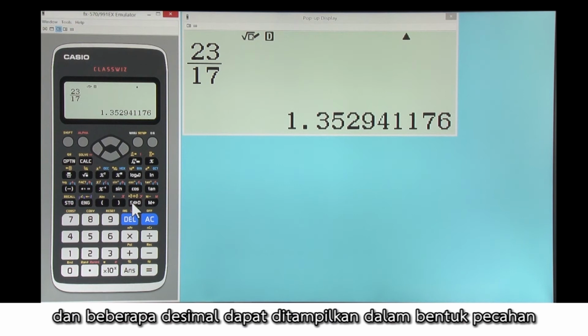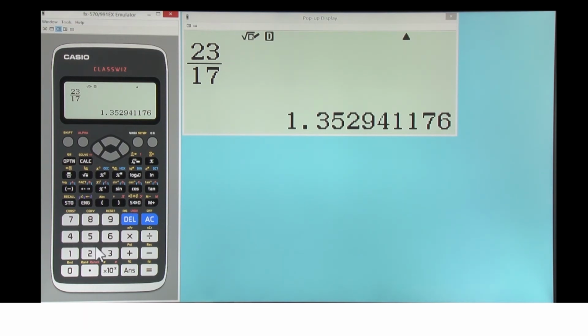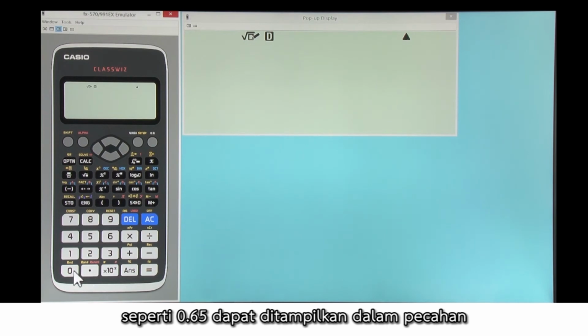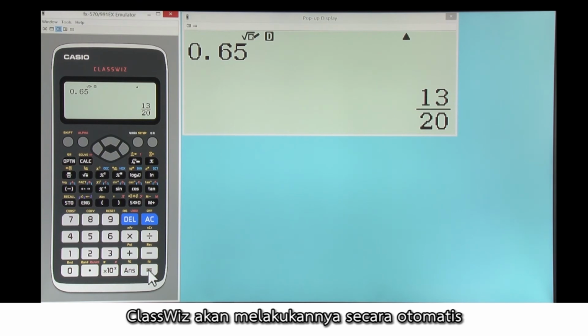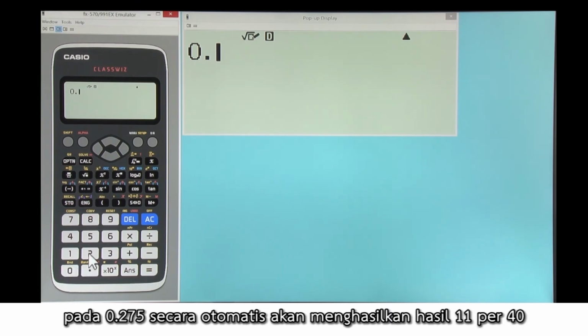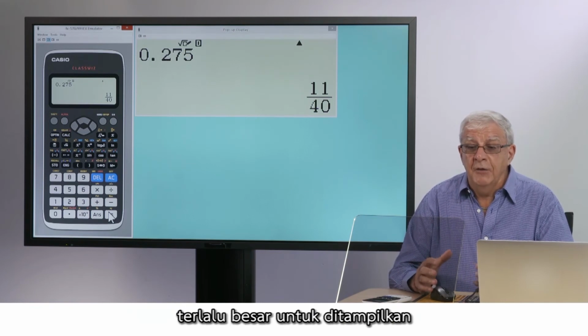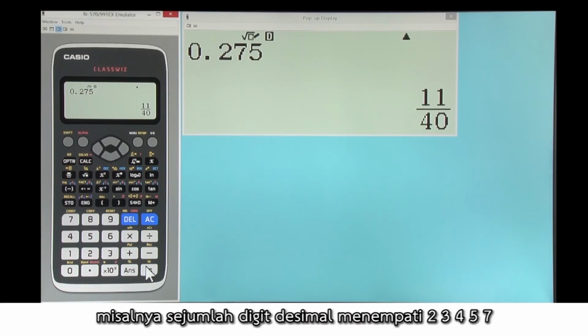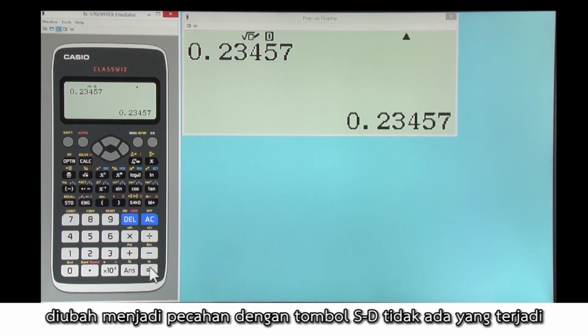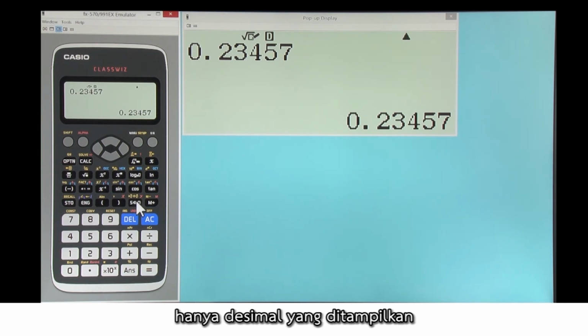And some decimals can be represented as fractions, like 0.65 can be represented as a fraction, and the ClassWiz does that automatically. 0.275, it will automatically produce the result 11/40. Unless the fractions require numbers that are too large to show. So in this case, for example, a large number of decimal places, 2, 3, 4, 5, 7, we turn it into a fraction with the S to D key and nothing happens. Only the original decimal is shown.